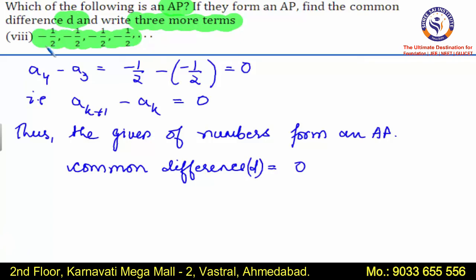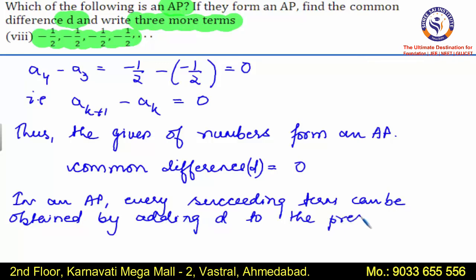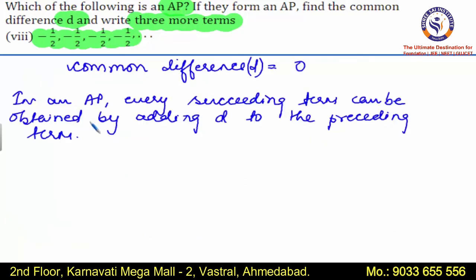Now in the question we are given, if the list of numbers is an AP, we have to find the next three terms, and we know that in an AP, every succeeding term can be obtained by adding the common difference D to the preceding term. This implies that the fifth term is equal to the sum of the fourth term and the common difference. Since we are already given four terms, we have to find the fifth, sixth and seventh term.